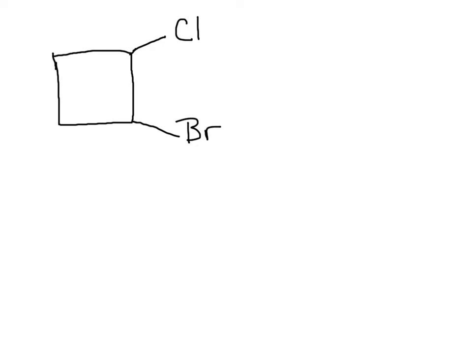Now we're going to look at a ring structure that has a little bit different issue for how we know how to number it based on the identity of those substituent groups. The first thing I want to do is look at my backbone, the base compound. I see that I have 4 carbons in a ring.